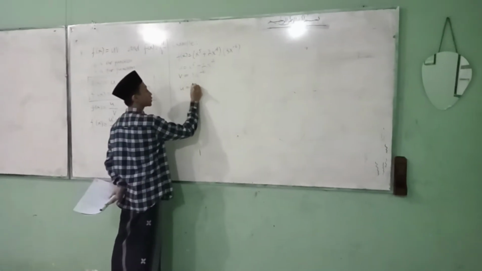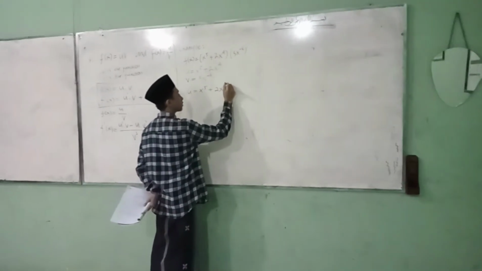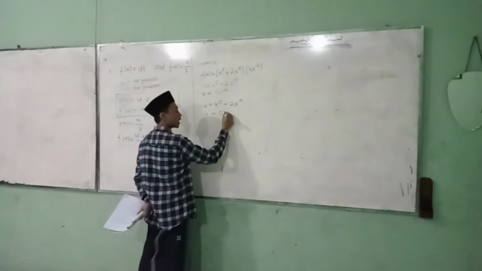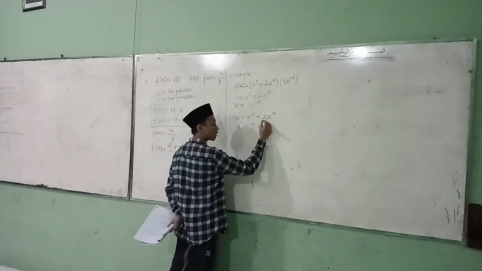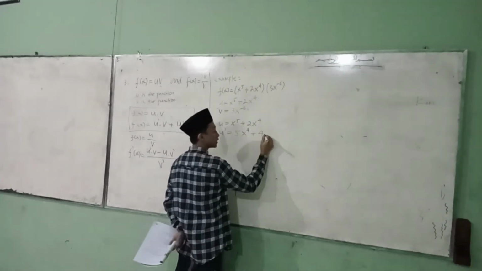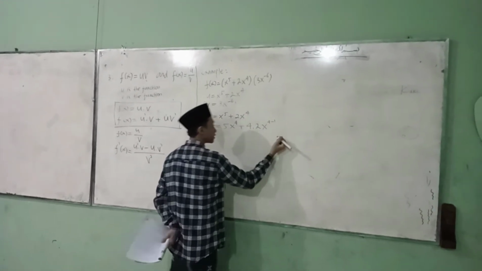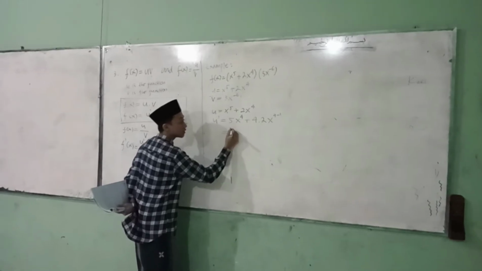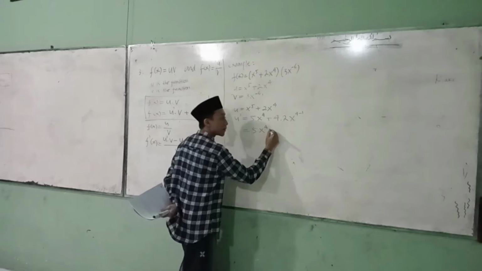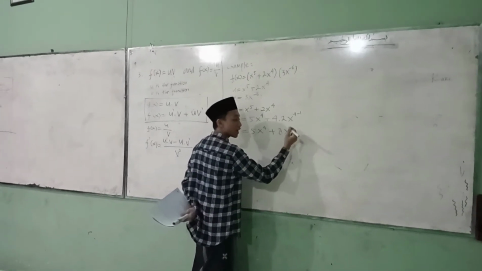We have u is equal to x to the power of 5 plus 2x to the power of 4, and then we have u prime is equal to 5x to the power of 4, and then 4 times 2x to the power of 4 minus 1, and then we have the result: 5x to the power of 4 plus 8x cubed.